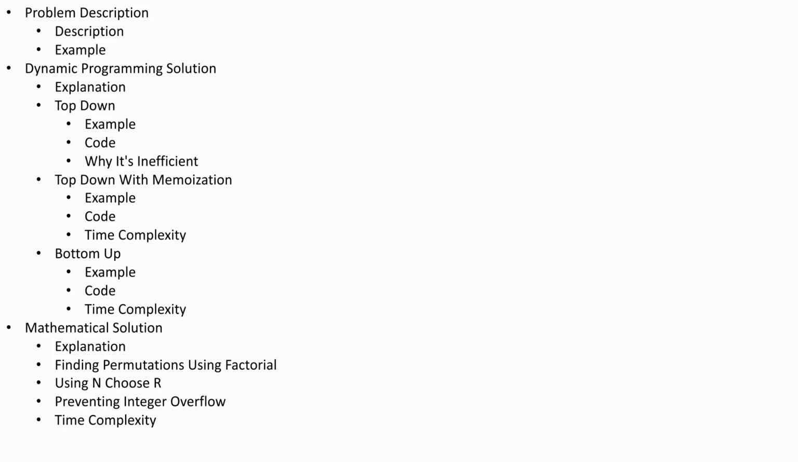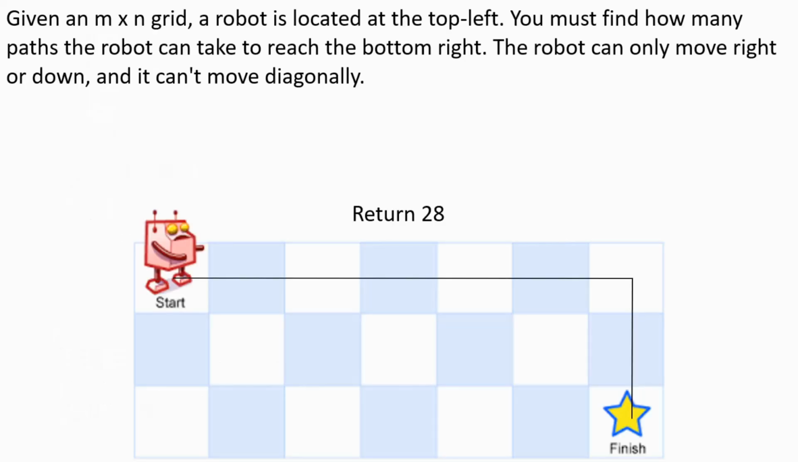So first, let's look at the problem. You're given an m by n grid where a robot is located at the top left. You have to find out how many ways the robot can reach the bottom right. The robot can only move right and down in one step, and it can't move diagonally. In this example, m is 7 and n is 3, so you're given a 3 by 7 grid.